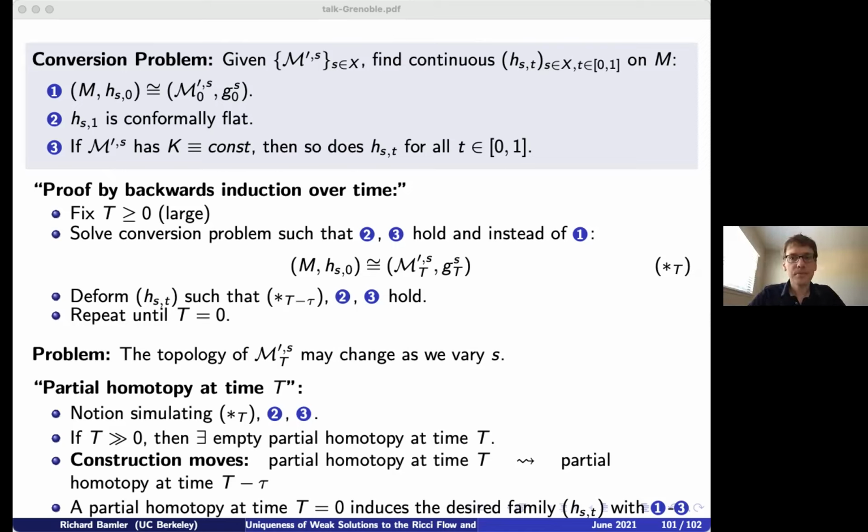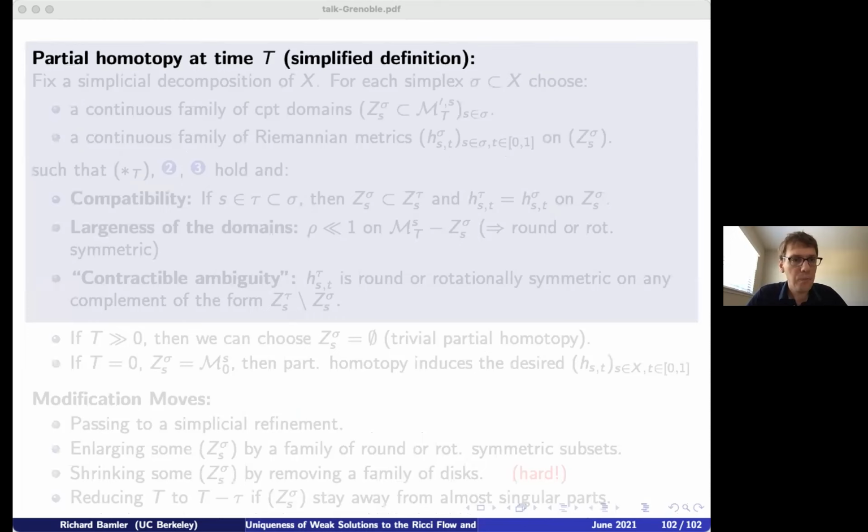And so now I have to define what a partial homotopy is. I'll give you more or less a complete definition, maybe slightly simplified, and this is what I want to do in the last slide. So again, the idea will be to work over a simplicial decomposition of the space. So we assume that X is some simplicial complex.